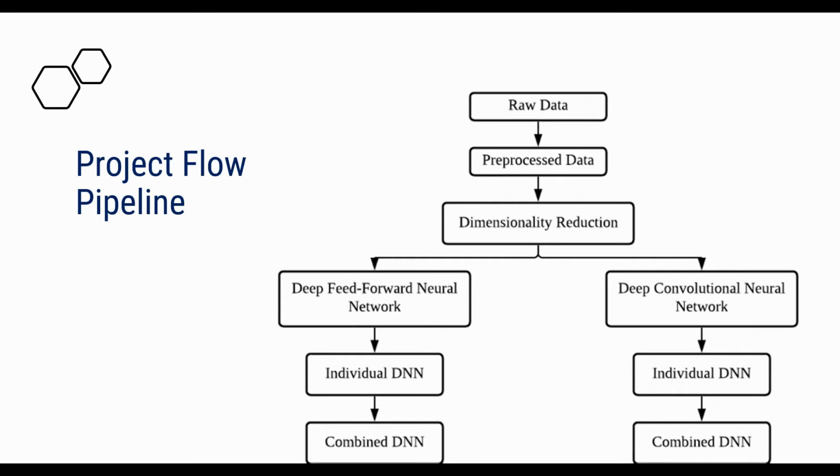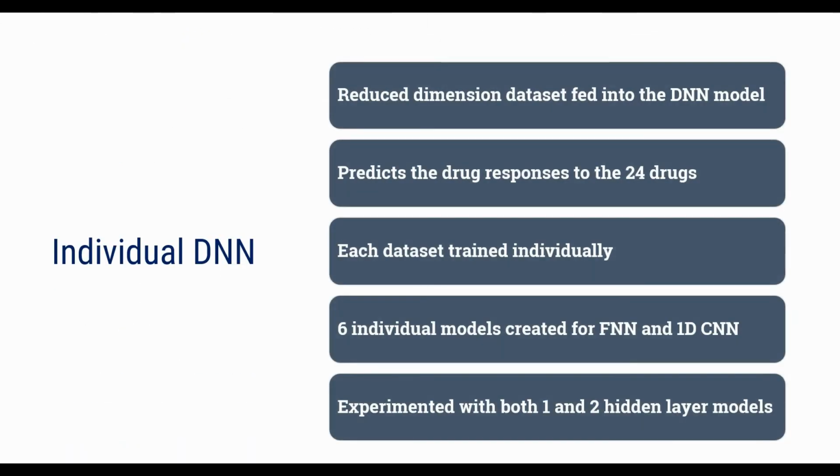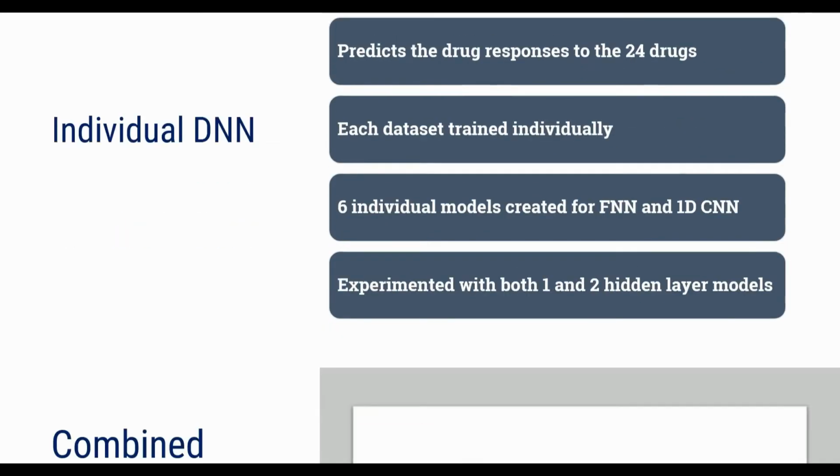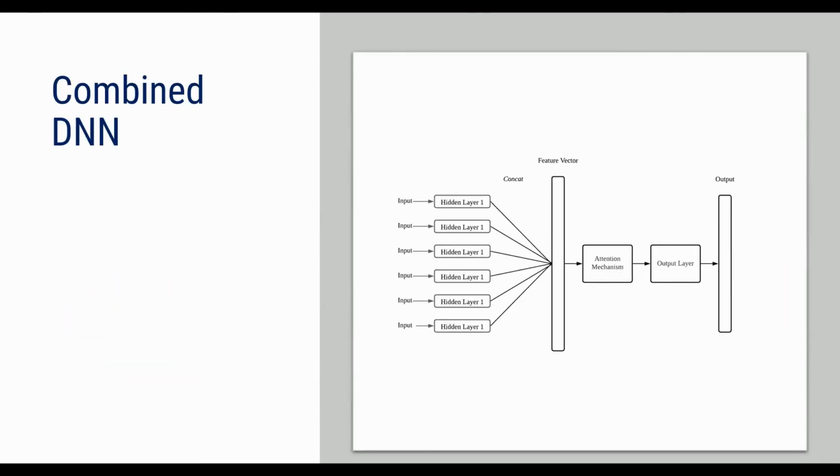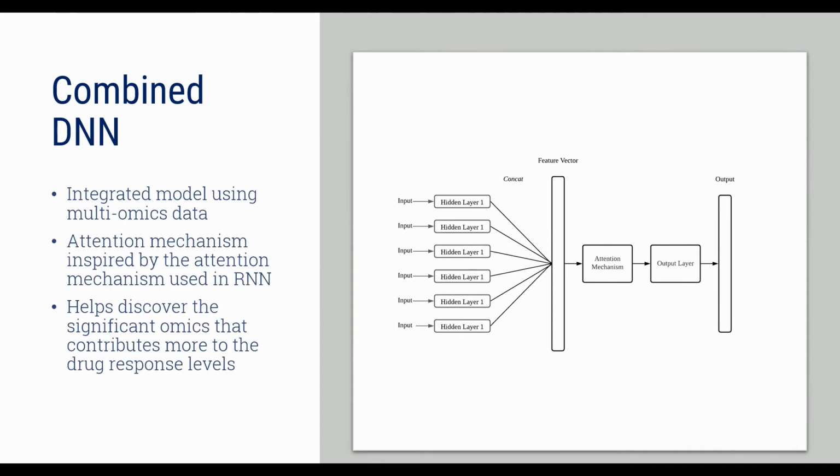There are 2 types of networks, feed-forward neural network and convolutional neural network. We experimented with both individual DNN and combined DNN, which will be explained in the following slides. For the individual DNN, the reduced dimension dataset is fed into the DNN model. It predicts the drug responses to the 24 drugs, and each dataset is trained individually. Since we have 6 omics datasets, 6 individual models were created for both feed-forward network and 1D CNN respectively. We experimented with both 1 and 2 hidden layer models. We mitigated the high dimensionality problem through dimensionality reduction techniques as mentioned before.